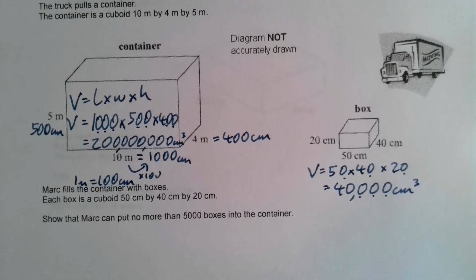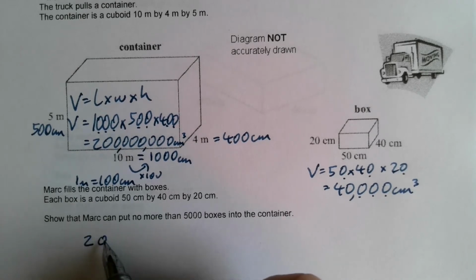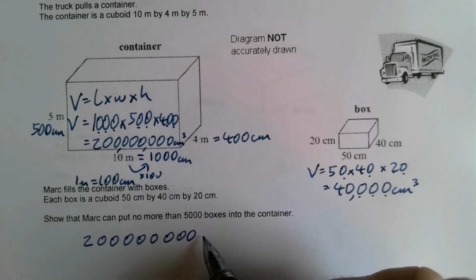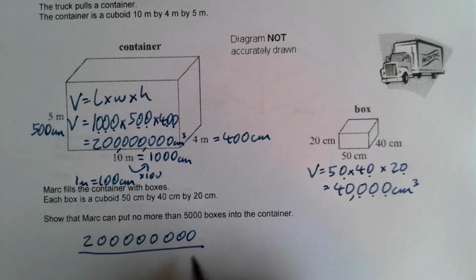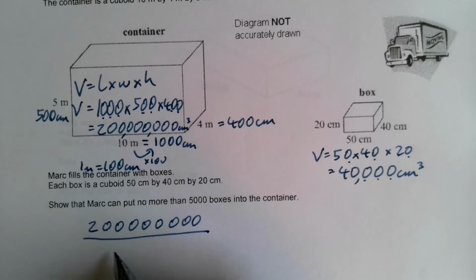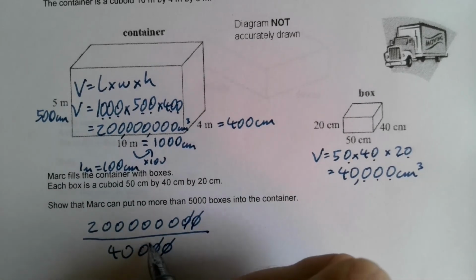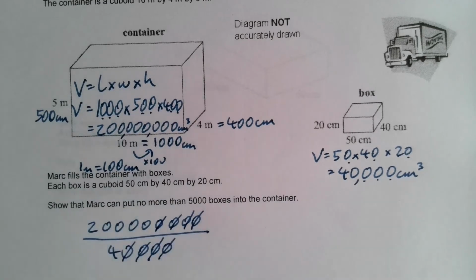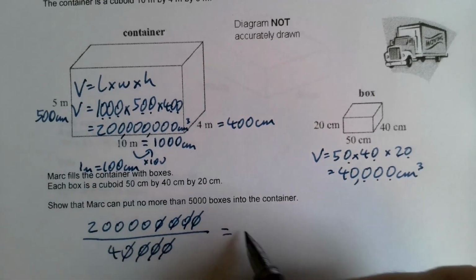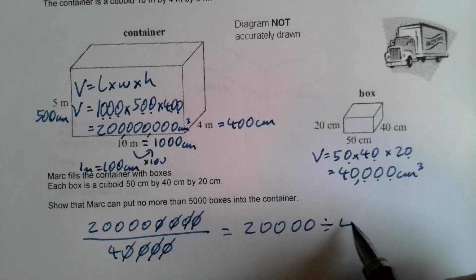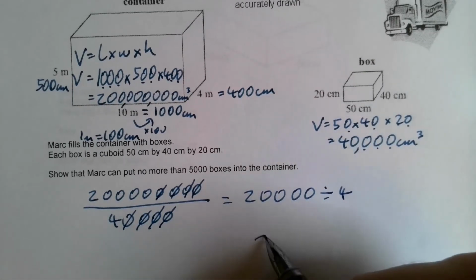So then we need to do 200 million divided by, we can write as a fraction, 40,000. And it's absolutely fine to divide by 10 each time by crossing off a 0. Do it a third time, do it a fourth time, and that means what we've got is 20,000 divided by 4, and then you can use a bus shelter.